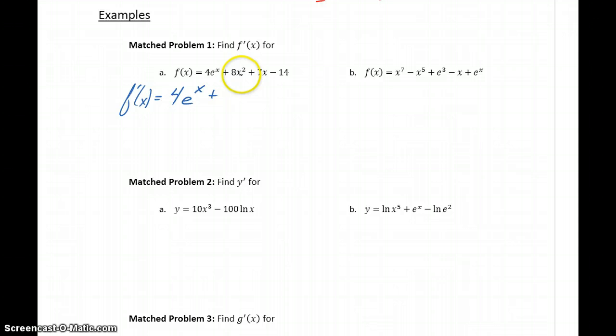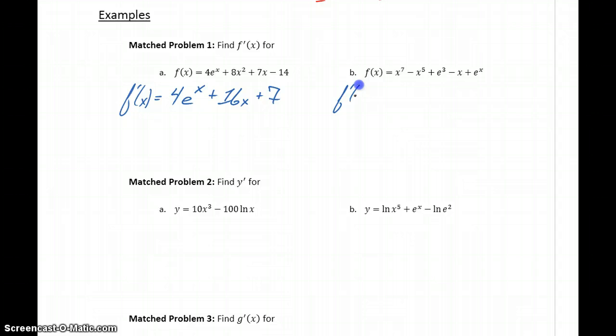So now we're back to a power function. So using that rule for the power function, this will become 16x. And again, another power function, plus 7, and then minus our constant of 14. The derivative of that is just going to be 0. So our derivative is just 4e to the x plus 16x plus 7.